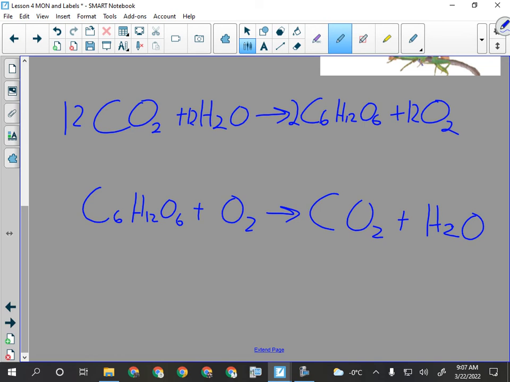Okay? So that's what's going on, photoautotrophs and chemoheterotrophs. Photoautotrophs do this, that's photosynthesis. Chemoheterotrophs do this, that's cellular respiration.